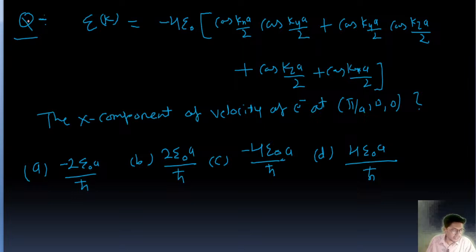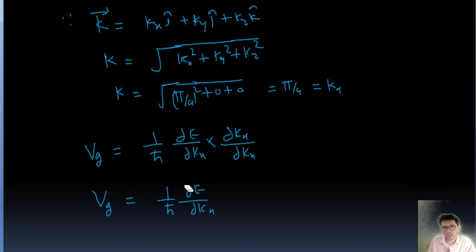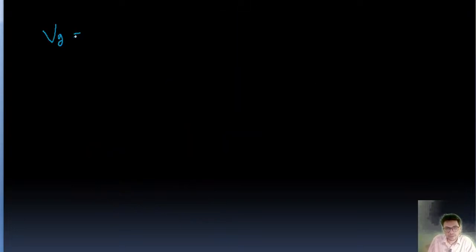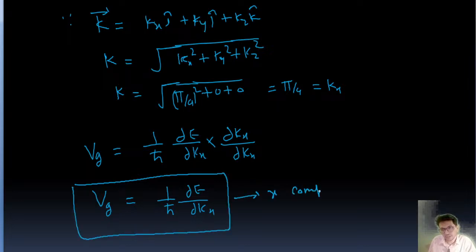And guys, this question was asked in CSIR NET 2014. So this is the Vg value. This value is going to be 1, then Vg is 1 upon h cut del E upon del kx, and this is the x component of velocity.